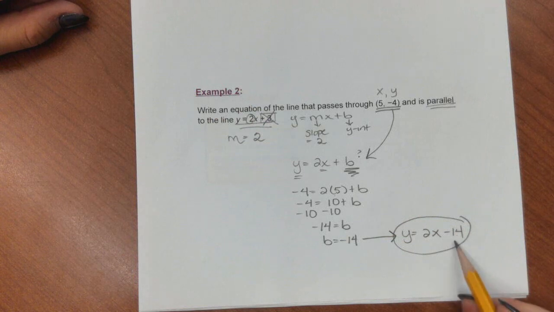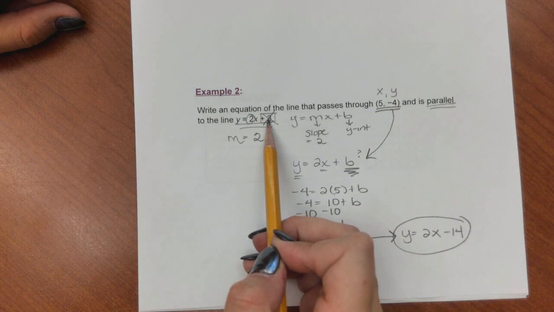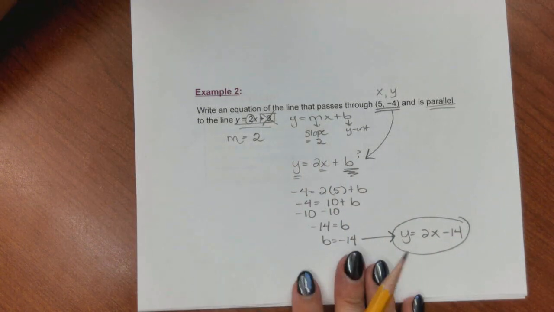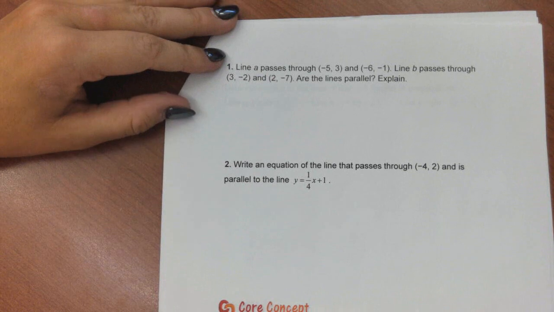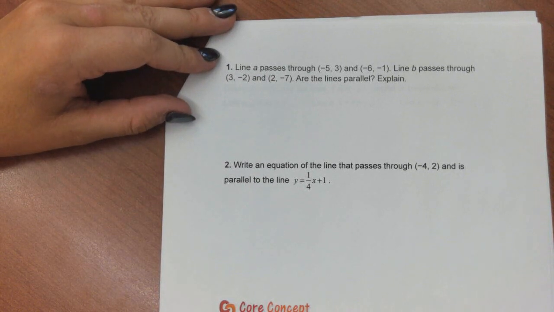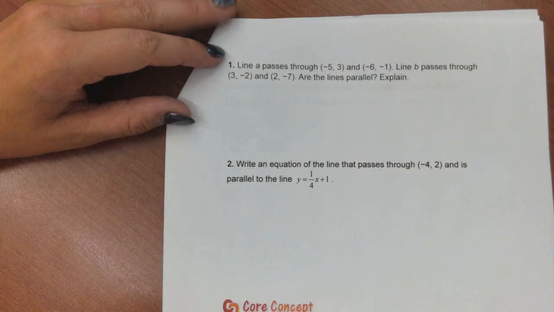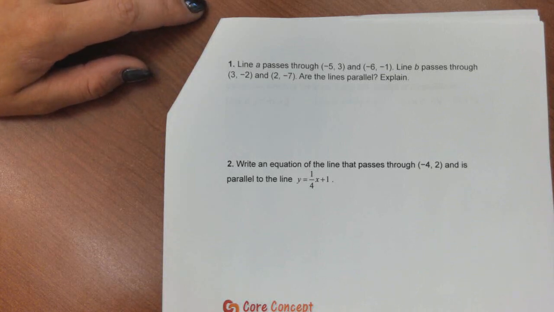So I want to reiterate, I want to repeat one more time. We are not using the y-intercept from the first equation. We have to find a new y-intercept because we're talking about a new line. So take a moment and do these two. Go ahead and pause the video and see if you can figure out if line A and line B are parallel, and see if you can find an equation for this line. So pause the video and do it. When you are done, press play and see if your answer matches mine.